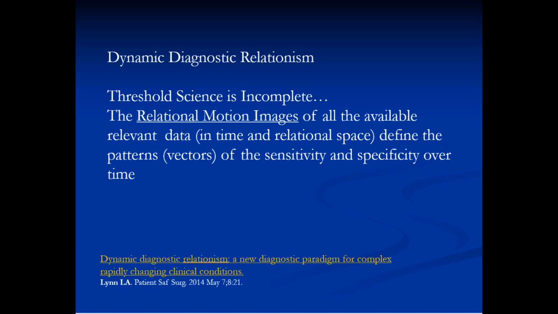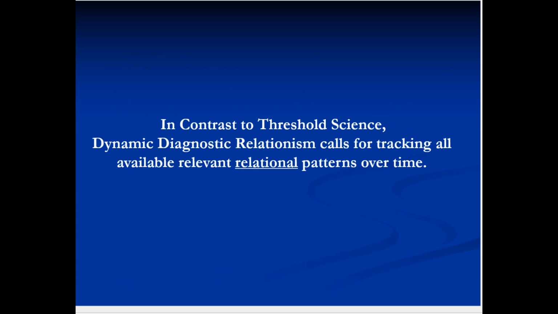So the new approach is dynamic diagnostic relationalism. The view of this science is that threshold science is incomplete, and that the relational motion images of all the available relevant data in time and relational space define the patterns or the vectors of the sensitivity and specificity over time. This will become very clear as we go forward presenting Patient Storm Tracker, which applies the science of diagnostic relationalism. So in contrast with threshold science, dynamic diagnostic relationalism calls for tracking all available relevant relational patterns over time. And this is what we are going to show.